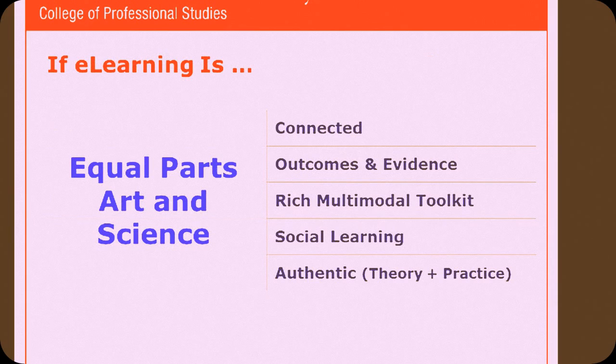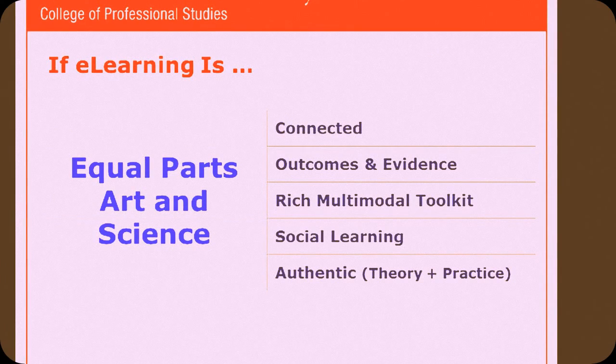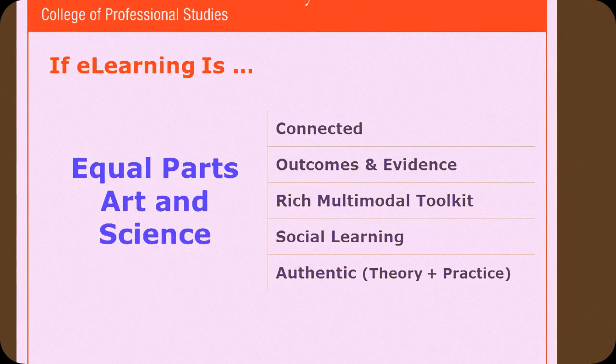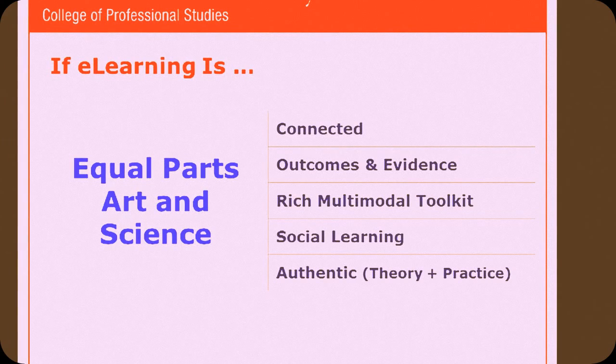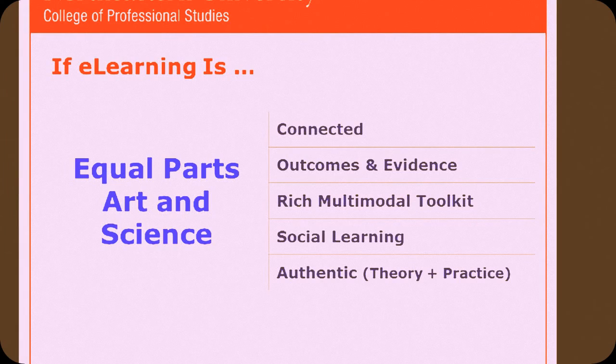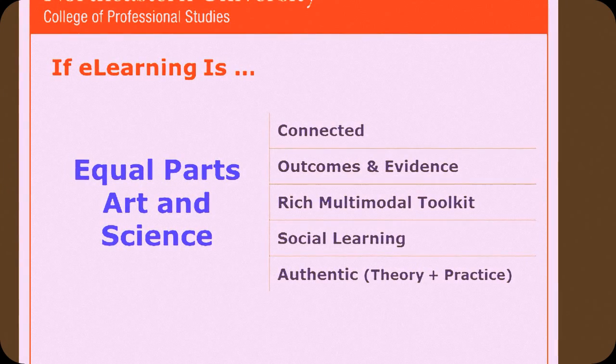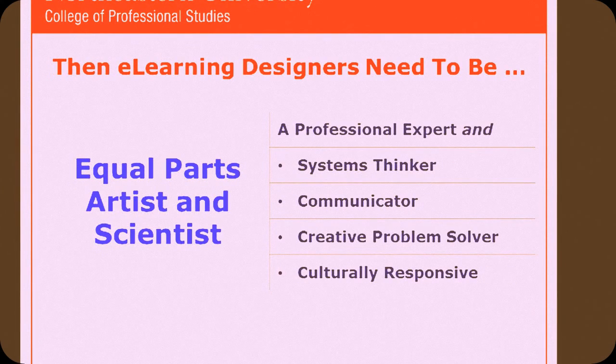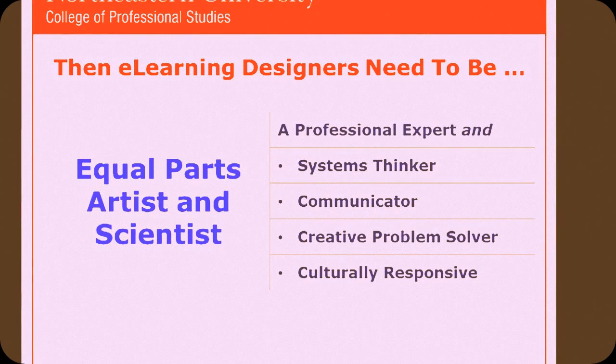So, if learning is equal parts art and science, the art is the selection, the thinking about the design piece. The science is understanding how people learn, and the tremendous amount of research that has recently come out that is revolutionizing what we understand about what's happening in the brain when people are learning. Then we, by extension, need to be equal parts artist and scientist.